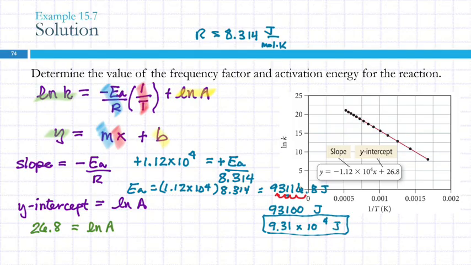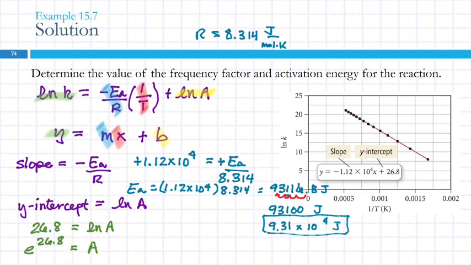How do we get A by itself? You can't divide by natural log because natural log is a function, it's not a number. You have to undo the function. So here we had something divided and we did the opposite, we multiplied. So here we have natural log, we're going to do the opposite function, which is e to the x. So that means that e to the 26.8 is equal to A.